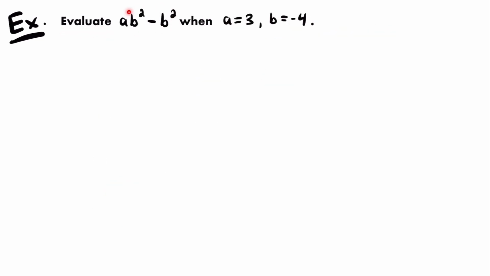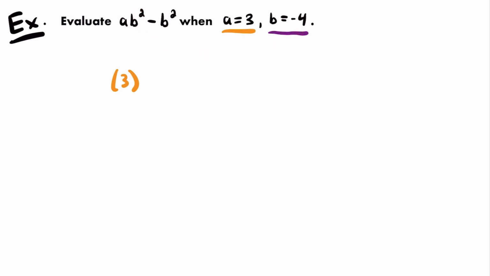Here we want to evaluate this variable expression, a times b squared minus b squared, when a equals 3 and b equals negative 4. Okay, so to evaluate the variable expression, let's start by replacing all of the a's with 3, or by plugging in 3 for each variable a. And in this case, there's only one. It's the first variable of the variable expression. So we're going to have 3 multiplied by whatever b squared is. And b is equal to negative 4. All right, so negative 4 is going to be squared and multiplied by a.